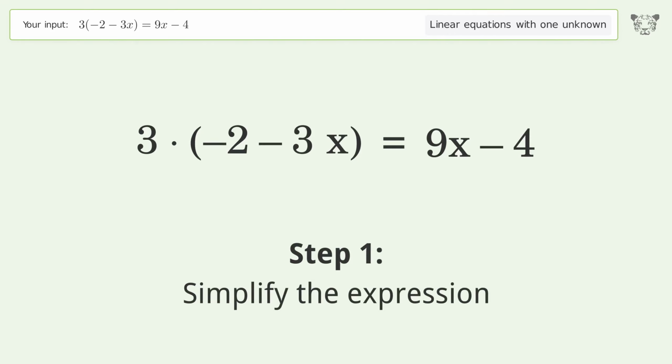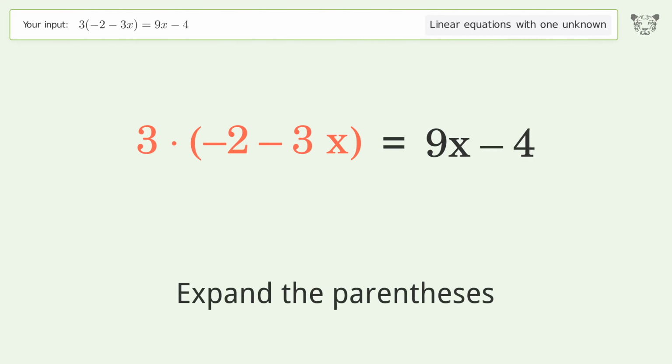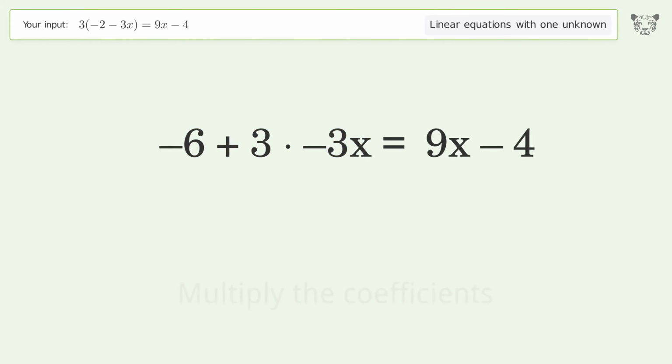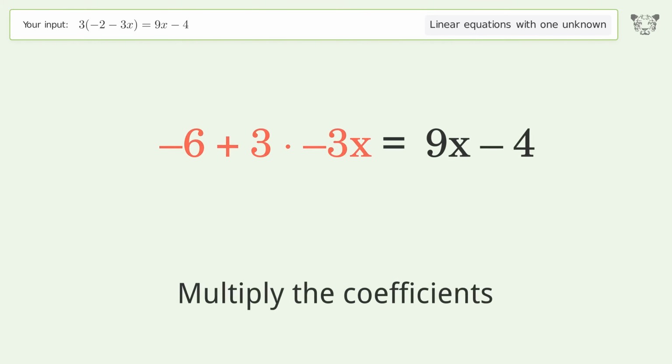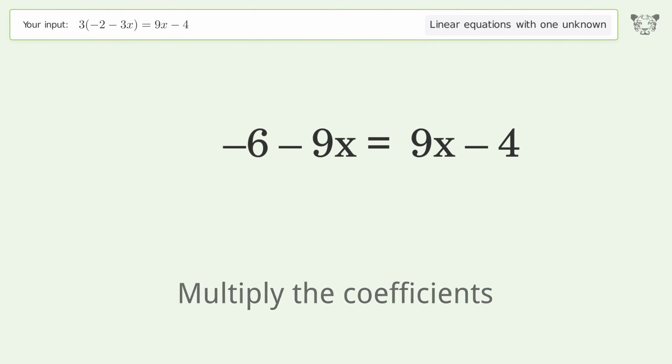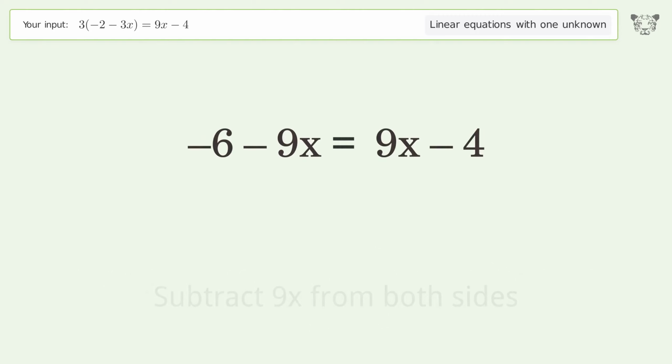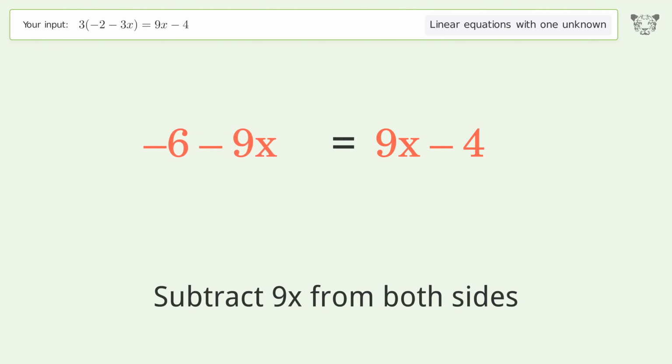Simplify the expression. Expand the parentheses. Simplify the arithmetic. Multiply the coefficients. Group all x terms on the left side of the equation. Subtract 9x from both sides.